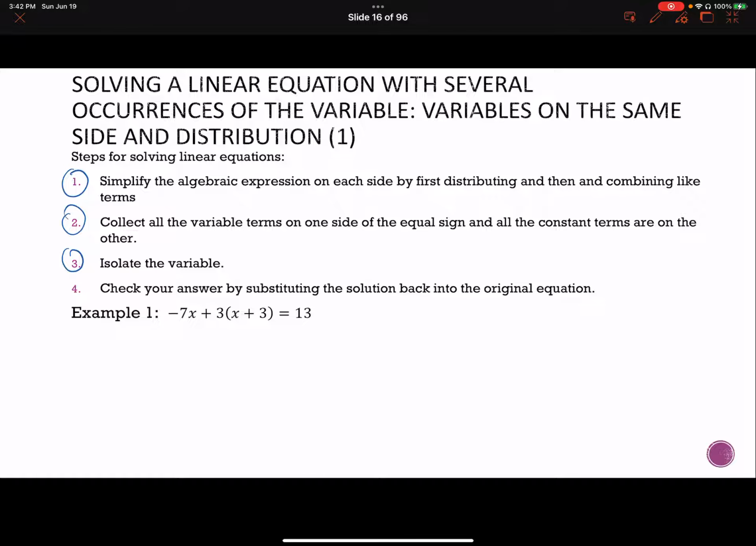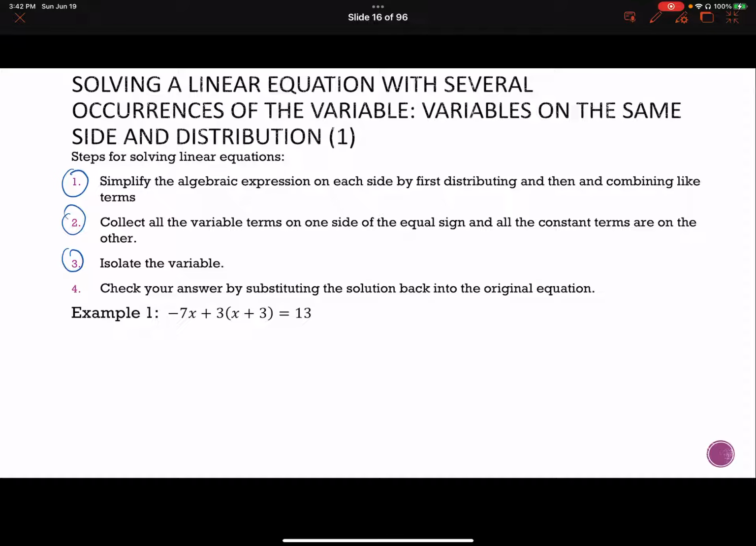Next, we need to isolate our variable. Remember, we like our x is lonely, and you need to check your answer by substituting a solution back into the original equation. I'm not going to do this in this video, but you should, especially if this is for a quiz, exam, or homework, and you don't want to have to do the problem again and again. Until you're really confident with what you're doing, you need to check your answer.